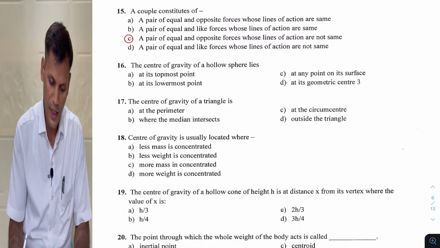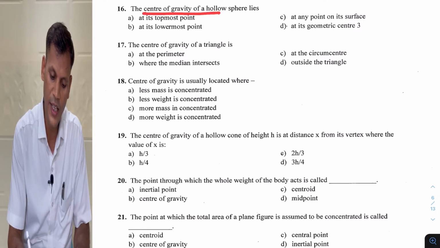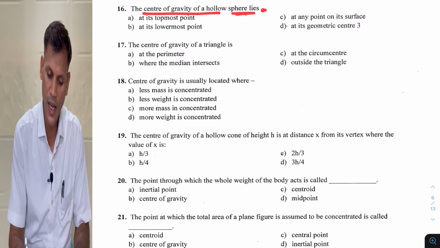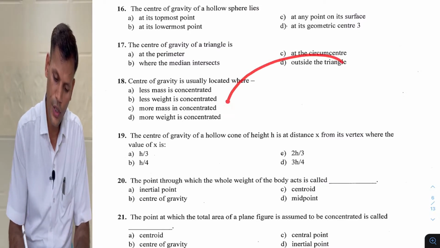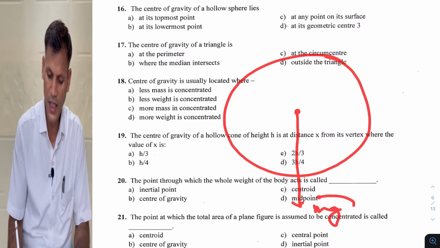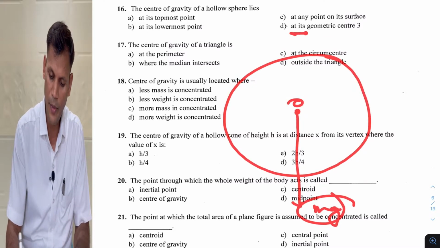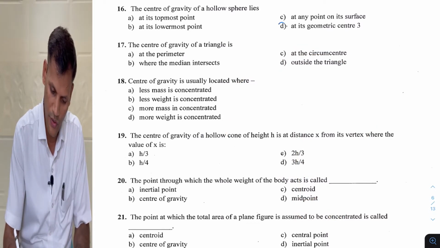Okay. Next is question number 16. The center of gravity of a hollow sphere lies... Of course, for a hollow sphere, its center of gravity is always at the center. So its geometric center we can say. So the option will be D.